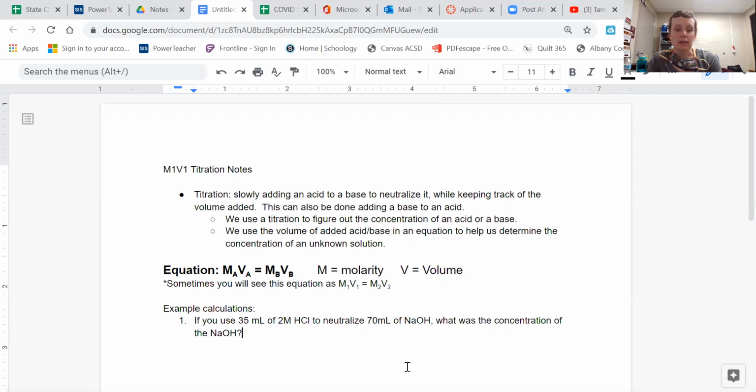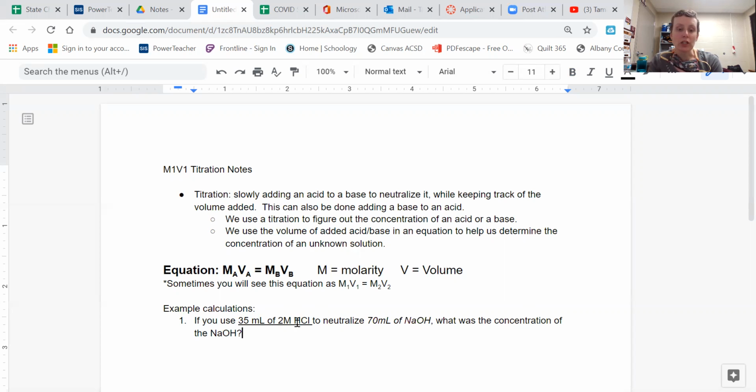So if we look at this, I'm gonna break this down by highlighting a little bit. 35 milliliters of 2 molar HCl. I'm going to underline that because that is all about the acid. I have 35 milliliters of acid, that's a volume of acid. I have 2 molar HCl, that's the molarity of my acid. Over here, I have 70 milliliters of NaOH. I'm just gonna italicize that. I know the volume of my base, right here, VB. What I'm looking for is the concentration of the base, which is MB.